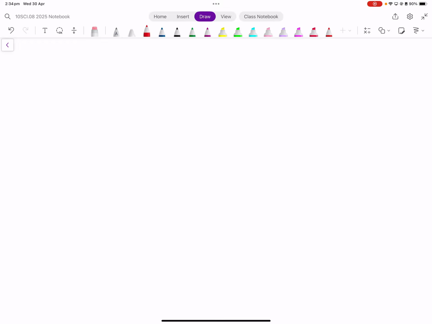I'll do water as an example a bit later on. Okay, so aluminium.